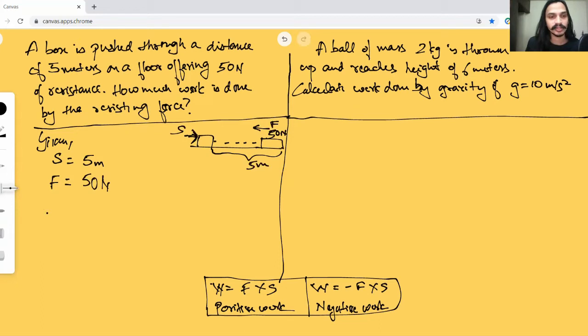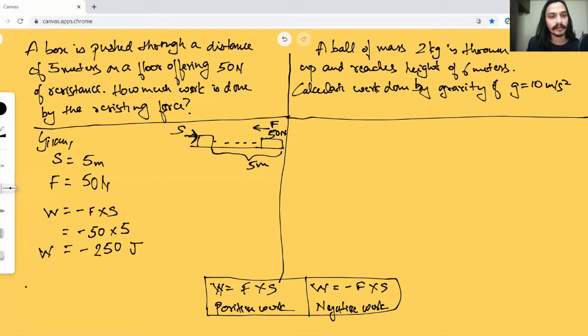So I'll say W equals minus F into S, right, which is nothing but minus 50 into 5. Just make sure your units are correct. Newton meter is acceptable, right? So 50 into 5, how much is it? 250, right? So minus 250. So the amount of work done is minus 250, the unit being J or joules.